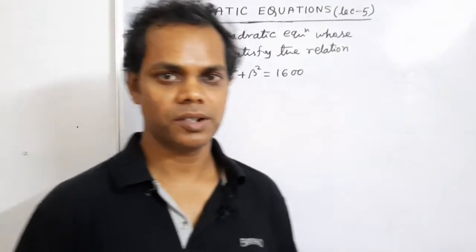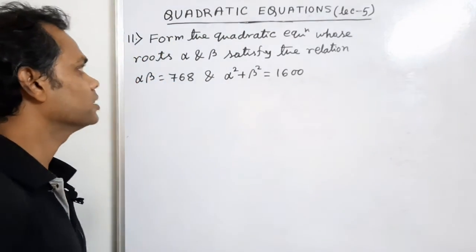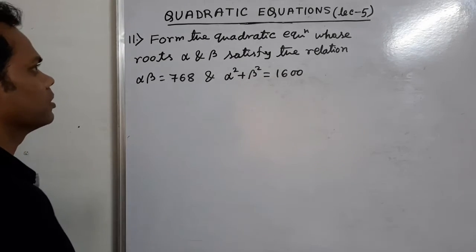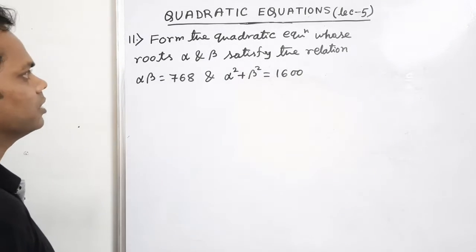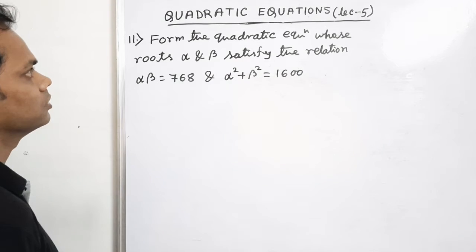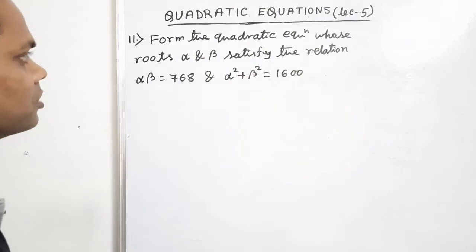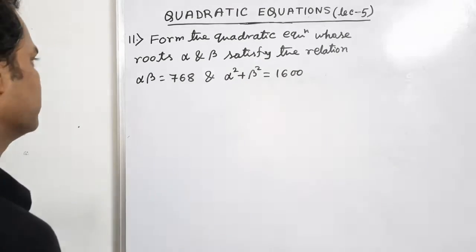Students, the topic of the video is quadratic equations. This is our fifth lecture on this topic. The 11th sum: form the quadratic equation whose roots alpha and beta satisfy the relation alpha beta equal to 768 and alpha square plus beta square equals 1600.